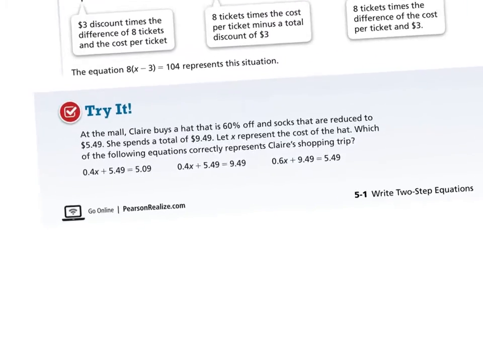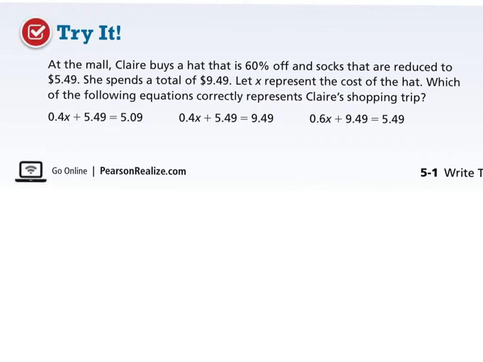So if we look at the try it: at the mall, Claire buys a hat that is 60% off, and socks that are reduced to $5.49. And she spends a total of $9.49. So if X represents the cost of the hat, which of the following equations correctly represents Claire's shopping trip?